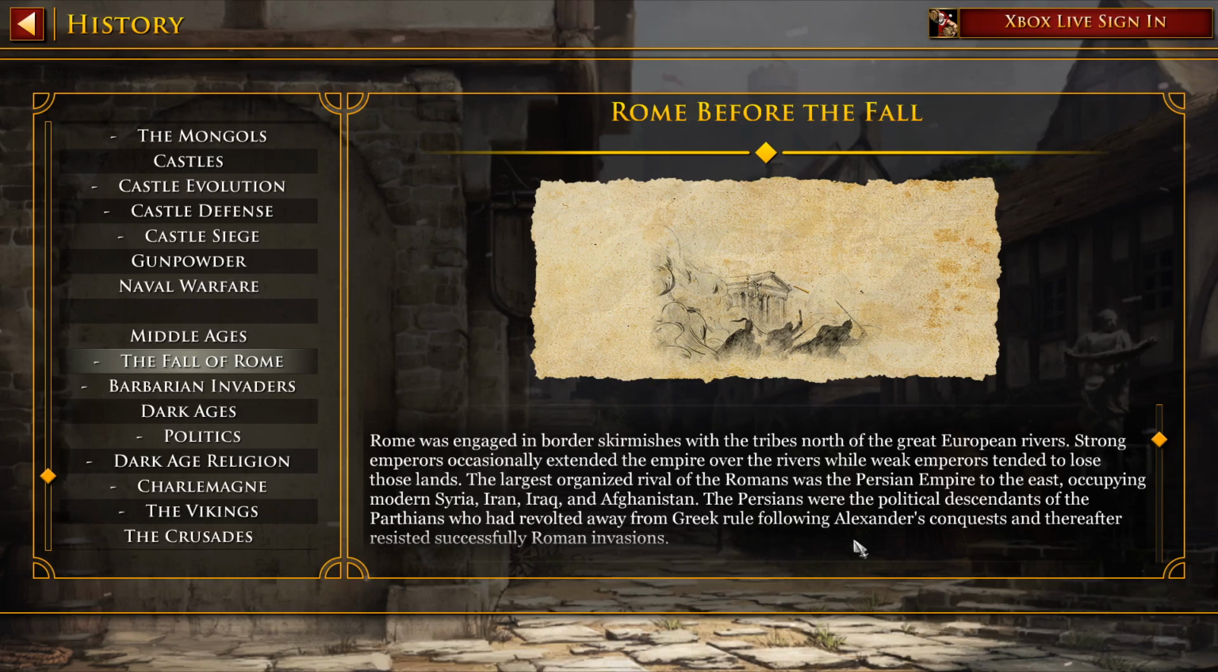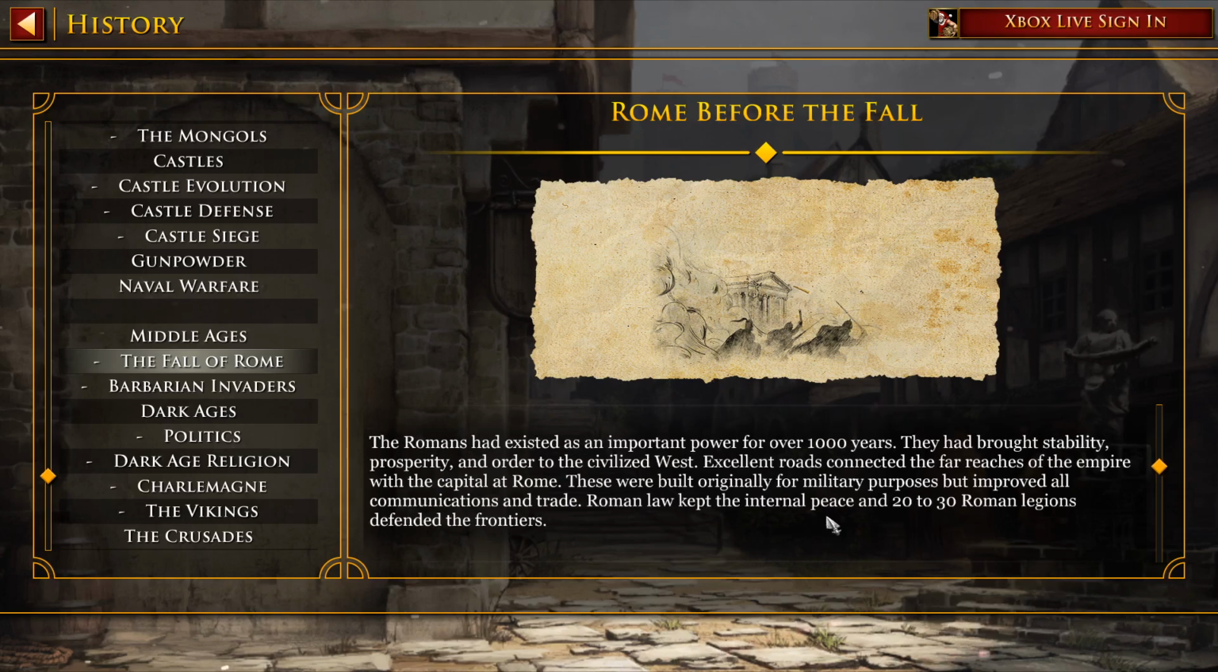The largest organized rival of the Romans was the Persian Empire to the east, occupying modern Syria, Iran, Iraq, and Afghanistan. The Persians were the political descendants of the Parthians, who had revolted away from Greek rule following Alexander's conquests, and thereafter resisted successfully Roman invasions.